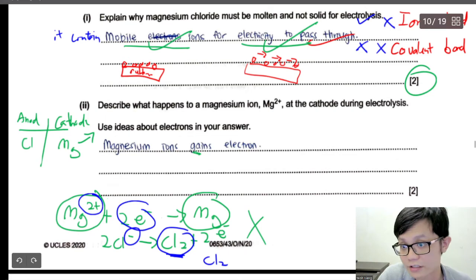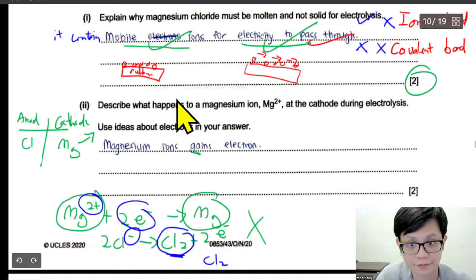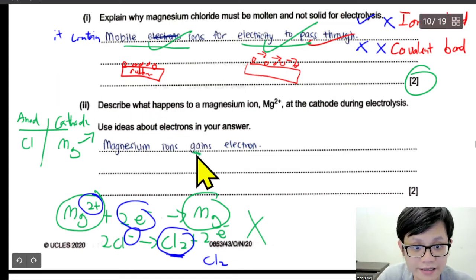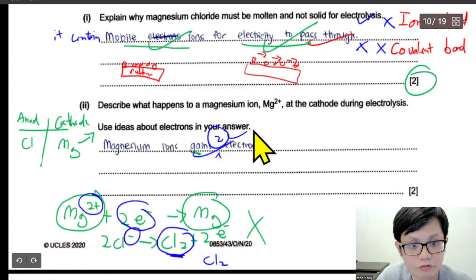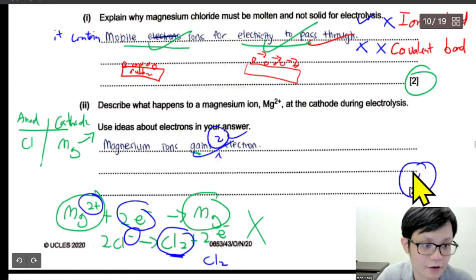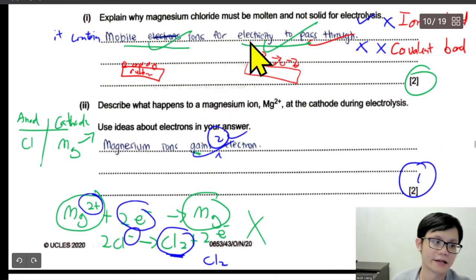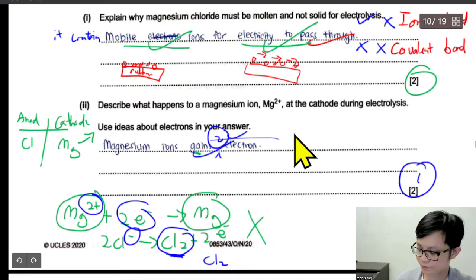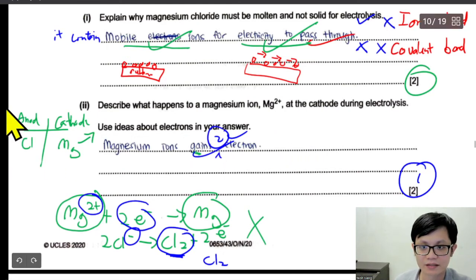So this question, how many marks will the student get? The student will get 1 point only, because the student says gain electron, but another point is 2 electrons. This one more point, 2 electrons. So the student will get 1 point. Then for the 2 marks, let's say I write the answer. Maybe I just use red color.